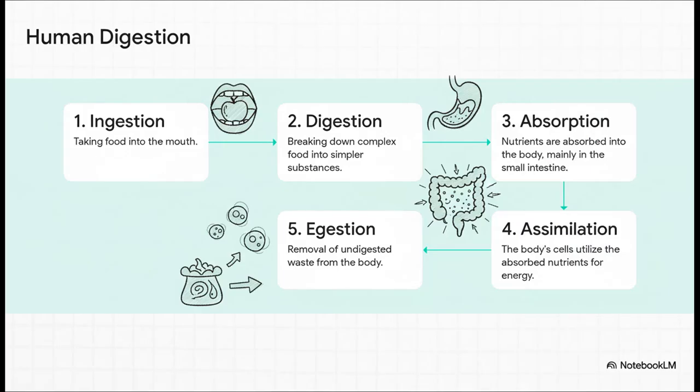Let's start with what we know best, our own digestive system. It's basically this 5-step process. You put food in your mouth, it gets digested, nutrients are absorbed, your body uses them, and then you get rid of the rest. Pretty straightforward, right? Well, hold on, because the animal kingdom gets way, way weirder with this.